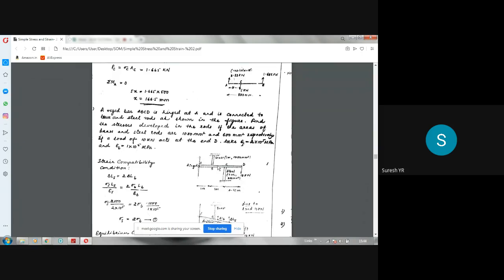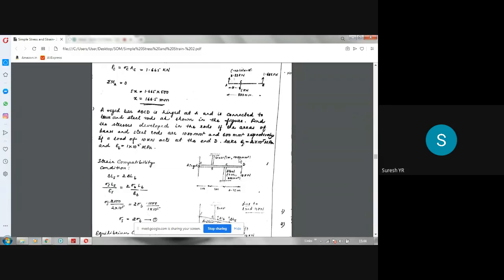So you see the arrangement here. Here the rod is above this bar. Here the rod is below the bar. Load is acting downwards. Brass bar has a length of 1 meter. Area of brass bar is 1000 mm square. That is, LB is 1 meter.